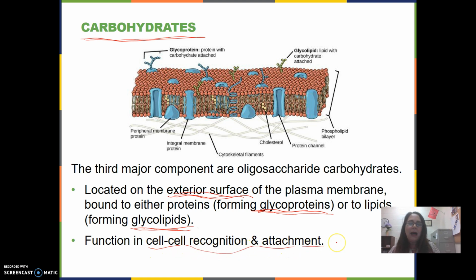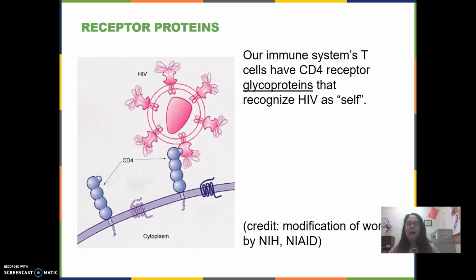Because they are carbohydrates, if you think about it, one carbohydrate is sugar. So carbohydrates tend to be sticky. They tend to be adhesive. And so some of those glycoproteins and glycolipids also function in making the outside surface of the cell kind of sticky, so that it can adhere to another cell or tissue or substance.